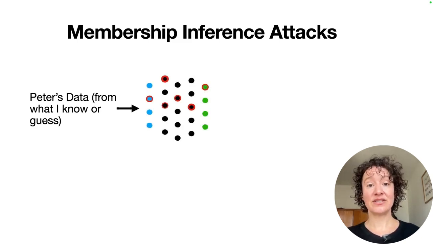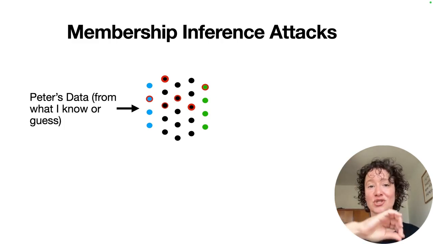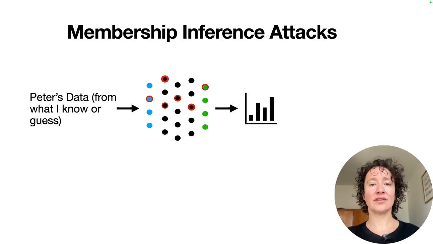Then I put Peter's data into the model. Now, maybe I have the model locally, then I can see more. But even if I have just the API access, I just send it through the API to the model and I get back the inference. I get back the prediction from the model. This could be the next token. It could be the next pixel. It could be an entire, whatever it is, whatever the model's output is.